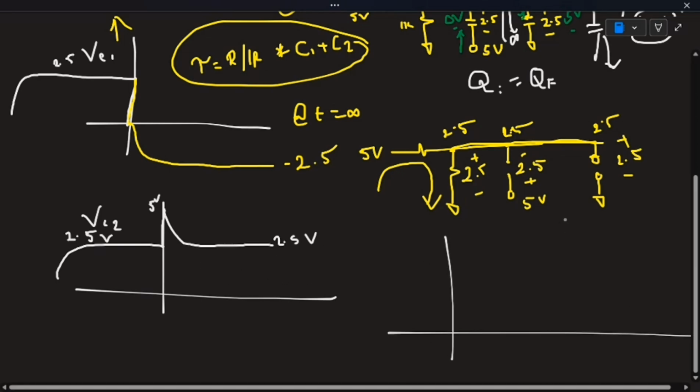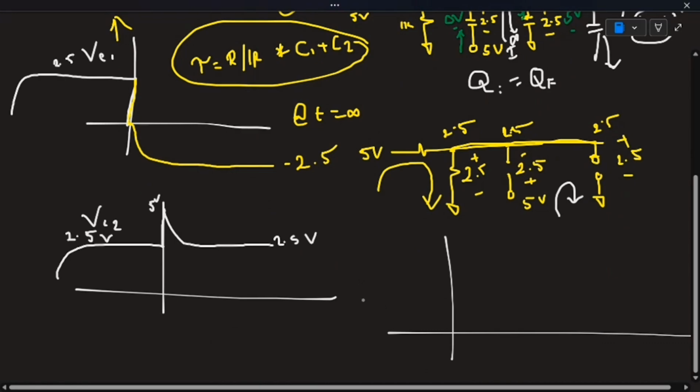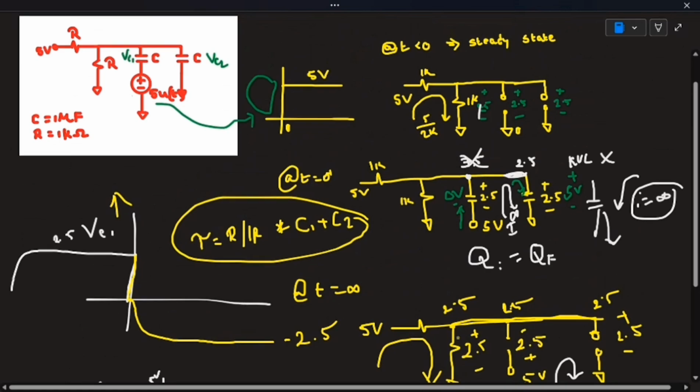Now let's see the current graph. Let's say you have current in this path, the same current here. It will be settled to 0 before t equal to 0. Then at this instant, t equal to 0, there will be an infinite, huge pulse of current passing through it, and after that it will settle back to 0. This is how we have to analyze this circuit. That's it.